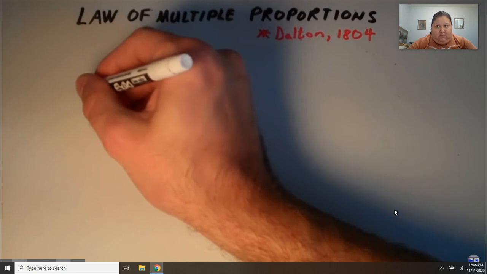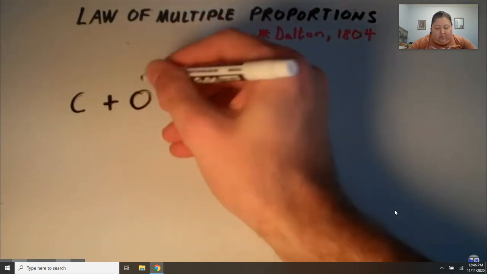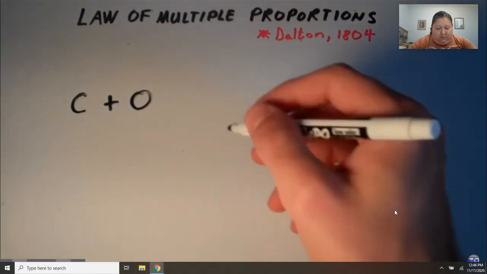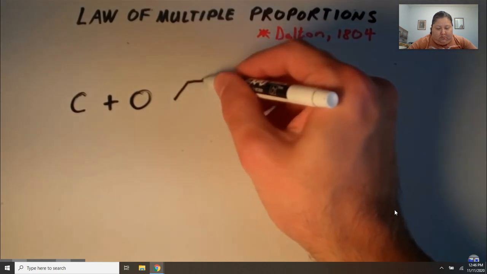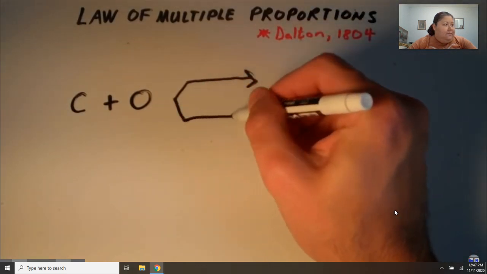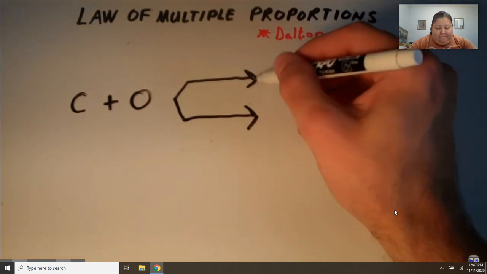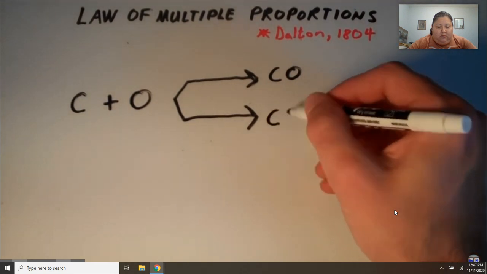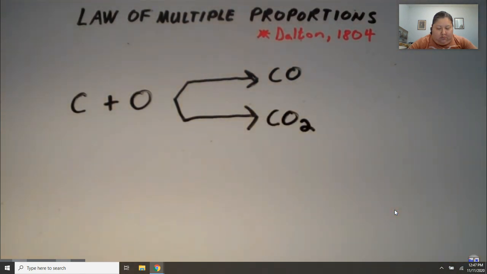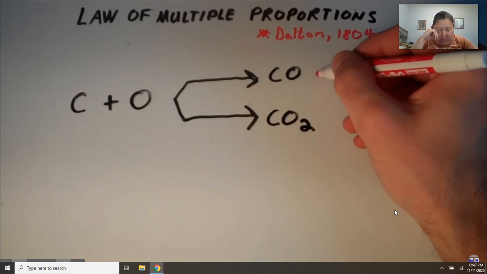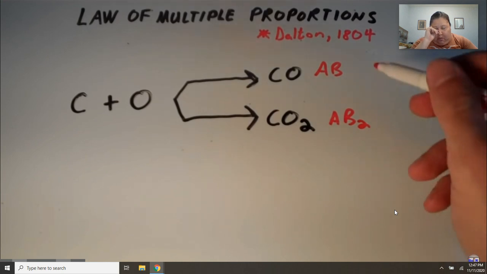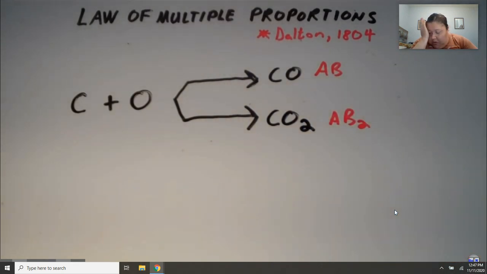So suppose I have carbon combining with oxygen. And carbon can combine with oxygen to produce more than one type of compound. So let's say carbon and oxygen can combine to produce carbon monoxide, CO, and carbon dioxide, CO2. So the CO would be like AB and the CO2 would be like AB2, for instance. So carbon would be A and oxygen would be B in this particular case.